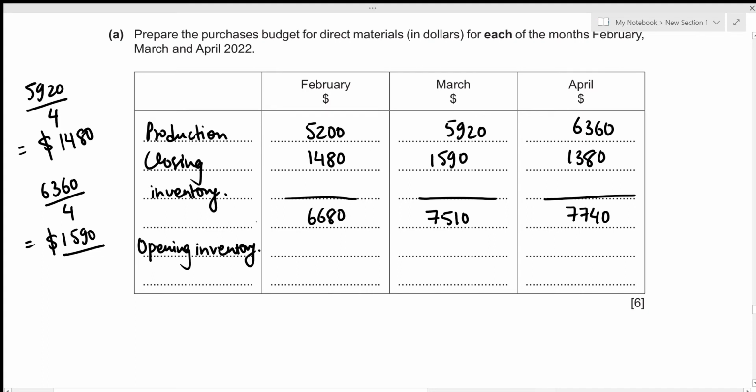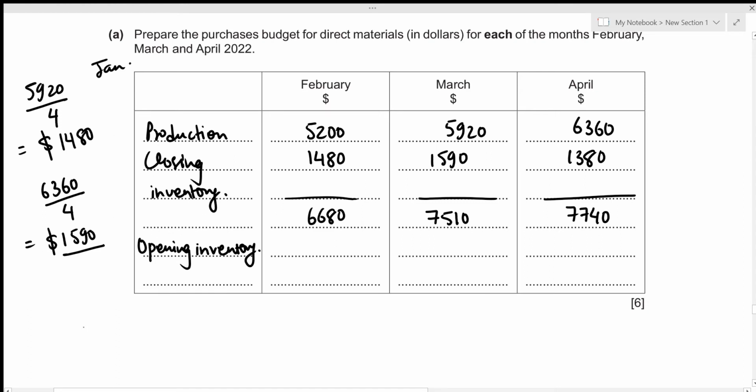So for opening inventory, it is quite easy because the closing inventory of last month will be the opening inventory of the current month. So if we're talking about February, then the closing inventory of January will actually be the opening inventory for February. And we know that the closing inventory for January is just going to remain at the quarter level of production in the month of February.